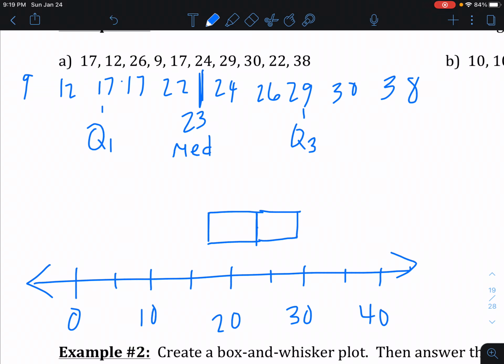So there's my middle chunk, my middle 50% of my numbers. And then for the whiskers, you just draw whiskers down to the lowest number, 9, and then up to the highest number, 38. And that's it. That's how you create a box and whisker plot. It's very easy.